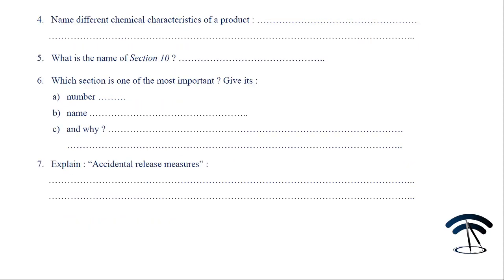What does the product look like? What color is it? Does it have a distinctive odor? Are the vapors heavier or lighter than air? At what temperature will it ignite? Is it an acid or alkali? Section 9, Physical and Chemical Properties, lists the chemical characteristics we should know.